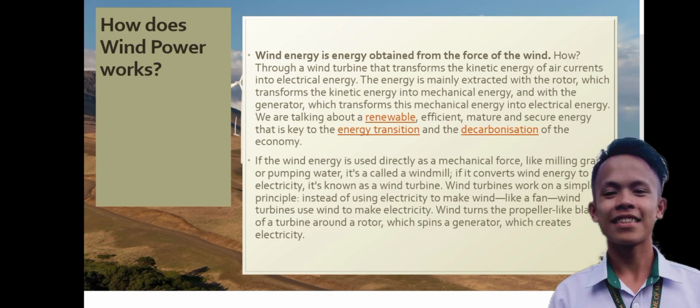If wind energy is used directly as a mechanical force, like milling grain or pumping water, it's called a windmill. If it converts wind energy to electricity, it's known as a wind turbine. Wind turbines work on a simple principle. Instead of using electricity to make wind like a fan, wind turbines use wind to make electricity. Wind turns the propeller-like blades of a turbine around a rotor, which spins a generator, which creates electricity.